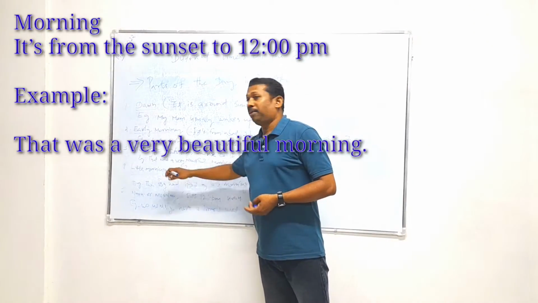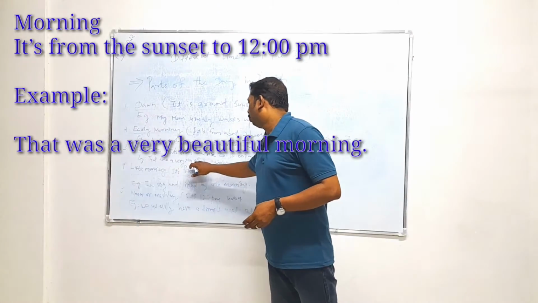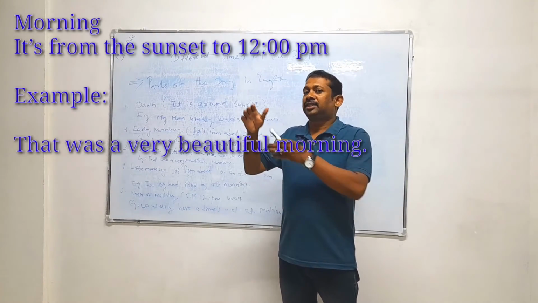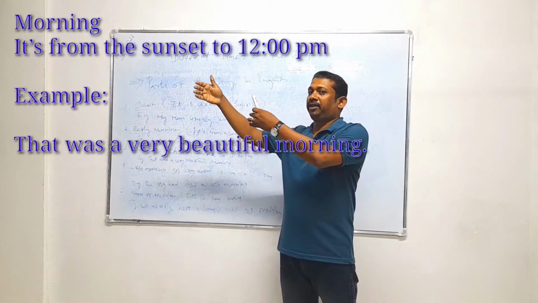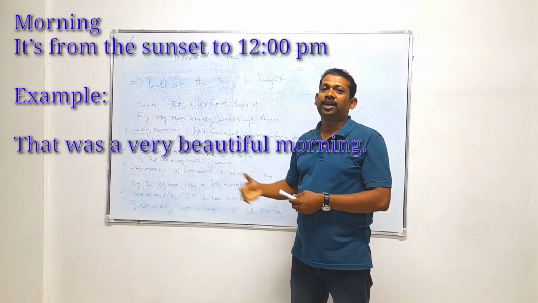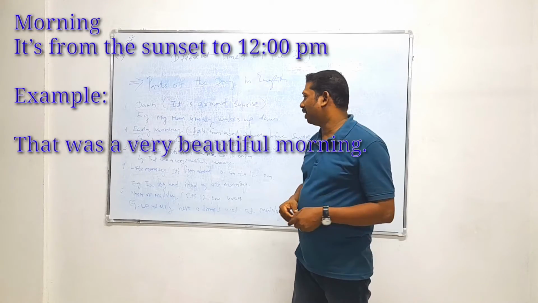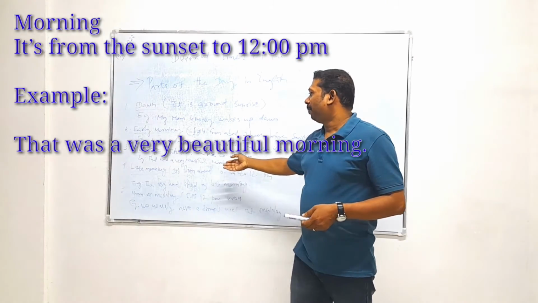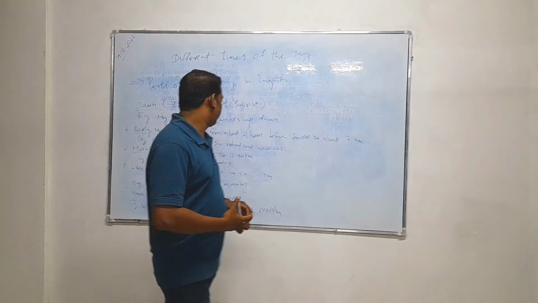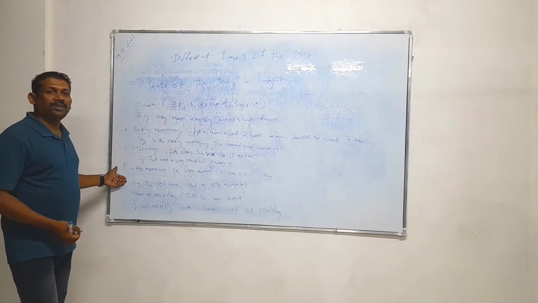Let's take one example. That was a very beautiful morning. It is the time period between 7 and 12. Hope you understood that. Let's see the example again. That was a very beautiful morning. Okay, that's it.